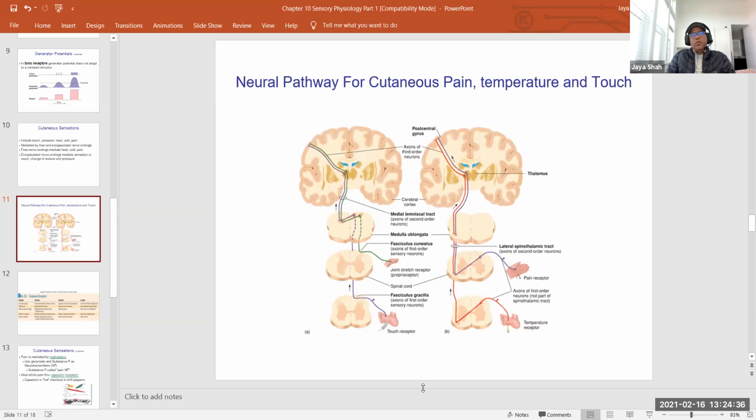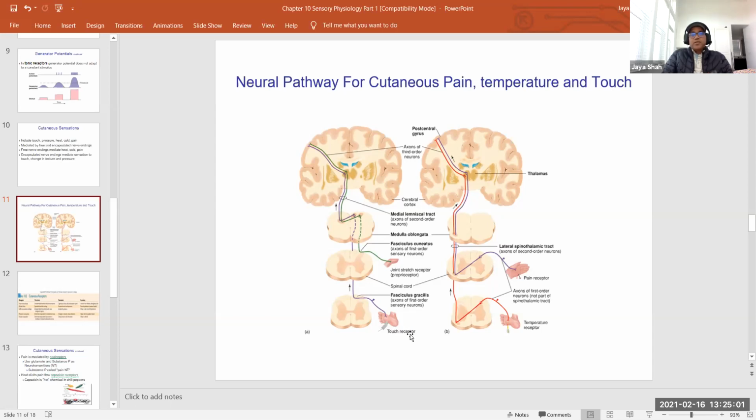So as you know, the cutaneous sensation crosses the side. When it comes from the right side, it crosses and goes to the left side of the brain. And when it comes from the left side, it crosses and goes to the right side of the brain. So let's see here. In this case, touch.